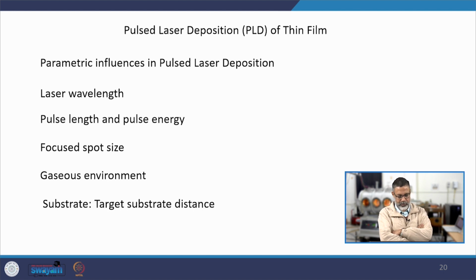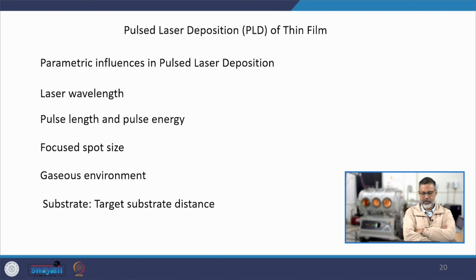So, one has to use either 248 nanometer, 193 nanometer, or 308 nanometer. So, within this range, or maybe one can use the Nd:YAG laser of the wavelength of 355 nanometer or 266 nanometer. Then the pulse length.